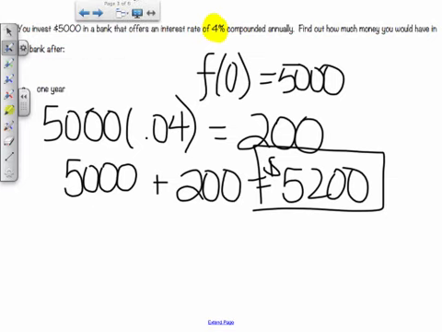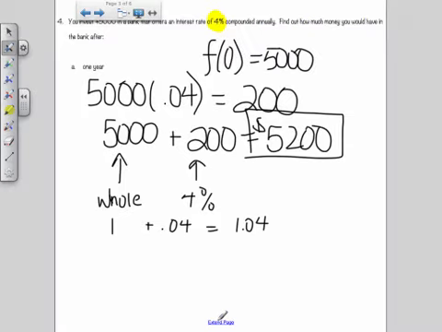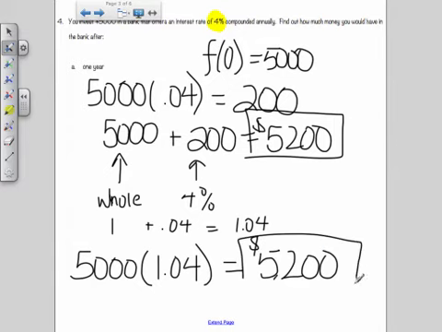But I want to talk about question A a little bit further. Do you guys understand how this right here is a whole? So this is the whole amount that you started off with. And then this right here is 4% of what you started off with. Now a whole is 1, and 4% is 0.04. So I'm figuring out what 104% of 5,000 is. So watch this. I could have just done a shortcut of 5,000 multiplied by 1.04. Go ahead and multiply that in your calculator, see what you get. And you should end up getting $5,200. All right, so there's your shortcut to figure this out.